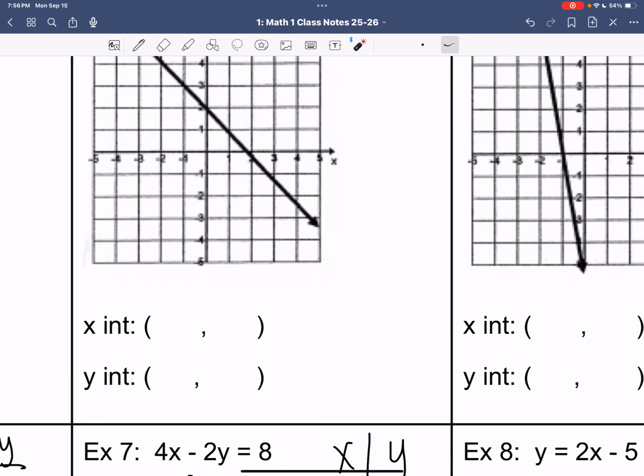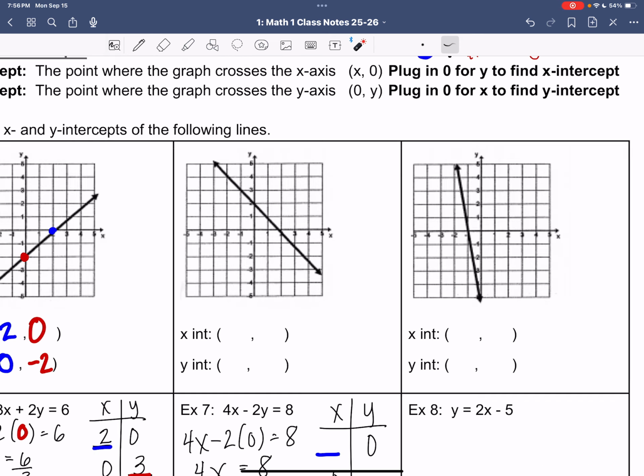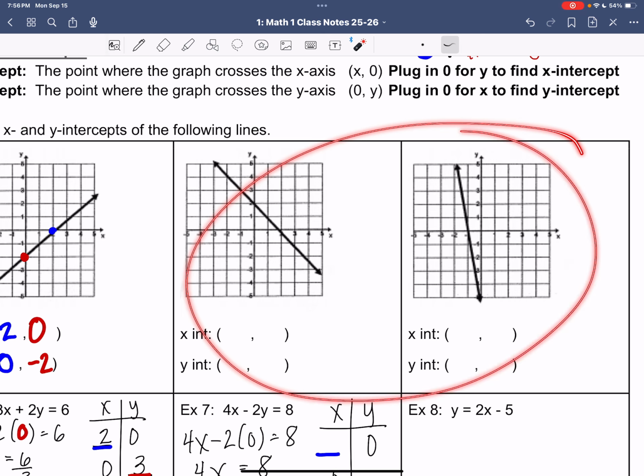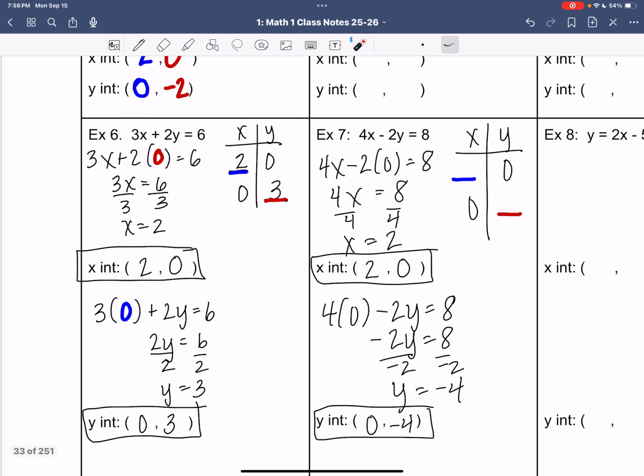All right, so this one, again, follow your line, look to see where it crosses. This would be the y-intercept, and then here would be the x-intercept. So write your ordered pairs for those. And then now let's figure out how to find this.